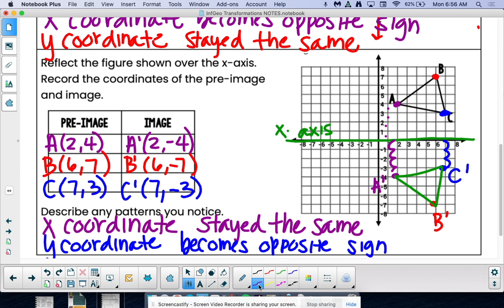So kind of like we did before, let's put our little rule right here. So if we have an ordered pair x, y, it then becomes x, negative y. That negative y makes it the opposite. So again, star that. Make sure you write that down. That's good stuff right there. Okay, let's flip the page.